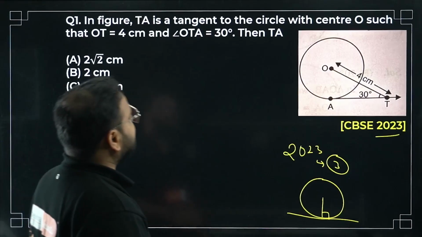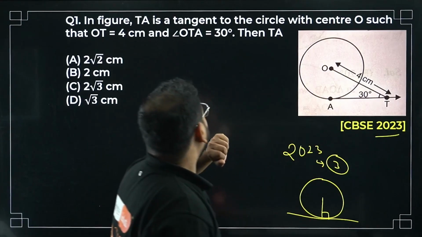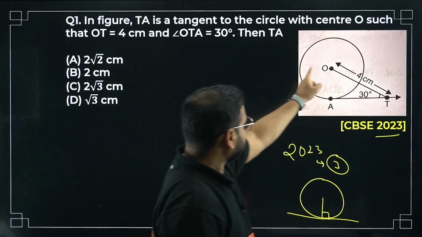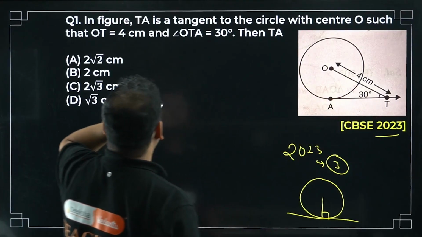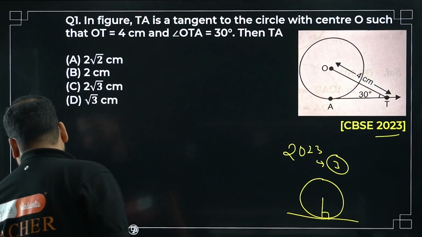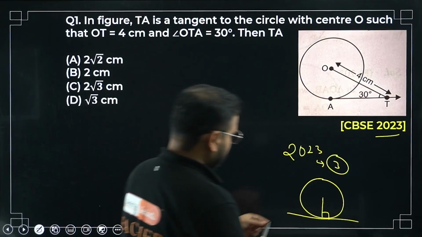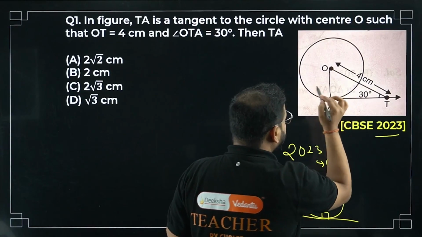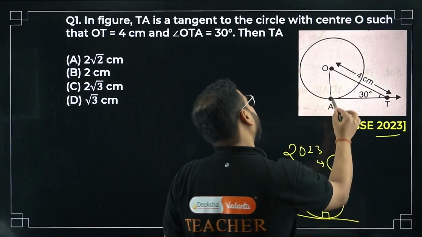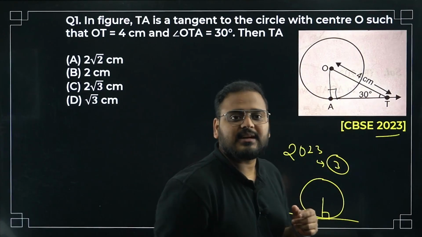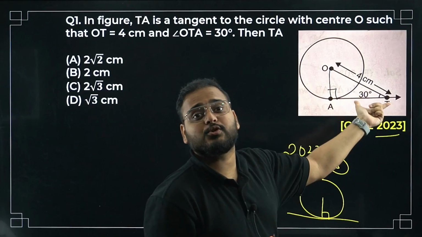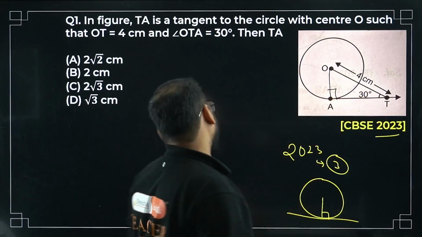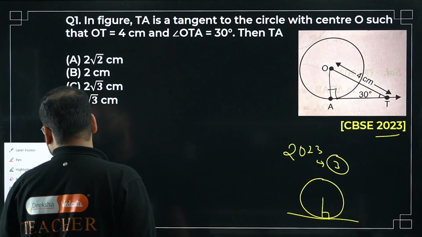In the figure, TA is a tangent to the circle with center O, such that OT is 4 and angle OTA is 30 degrees. So we know this, bacha, we can draw this line. It will be the radius and will be perpendicular to the tangent. Radius and tangent are perpendicular to each other. We can now make a right angle triangle and use the ratios. What ratios, sir? Trigonometric ratios. Okay, so let's solve it with that.